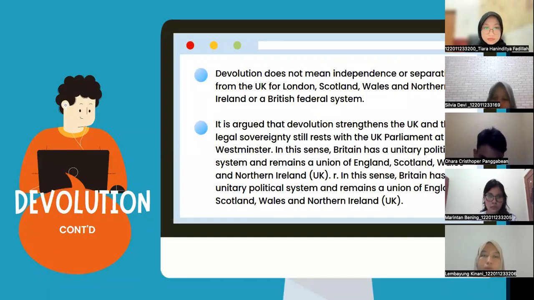All right, so this is the continuation of devolution. Devolution does not mean independence or separation from the UK for Scotland, Wales, and Northern Ireland, or a British federal system. But it is argued that devolution strengthens the UK and that legal sovereignty still rests with the UK Parliament at Westminster. In this sense, Britain has a unitary political system and remains a union of England, Scotland, Wales, and Northern Ireland.